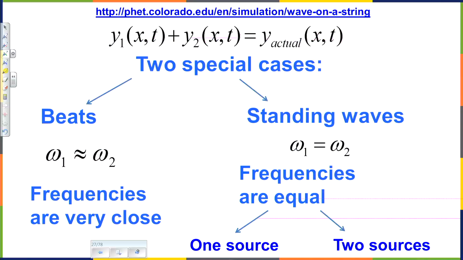We will talk about 2 specific cases only. Case number 1. When those waves have very, very close frequencies, different, but close. In that case, what's going to happen? Well, that's what's going to happen.